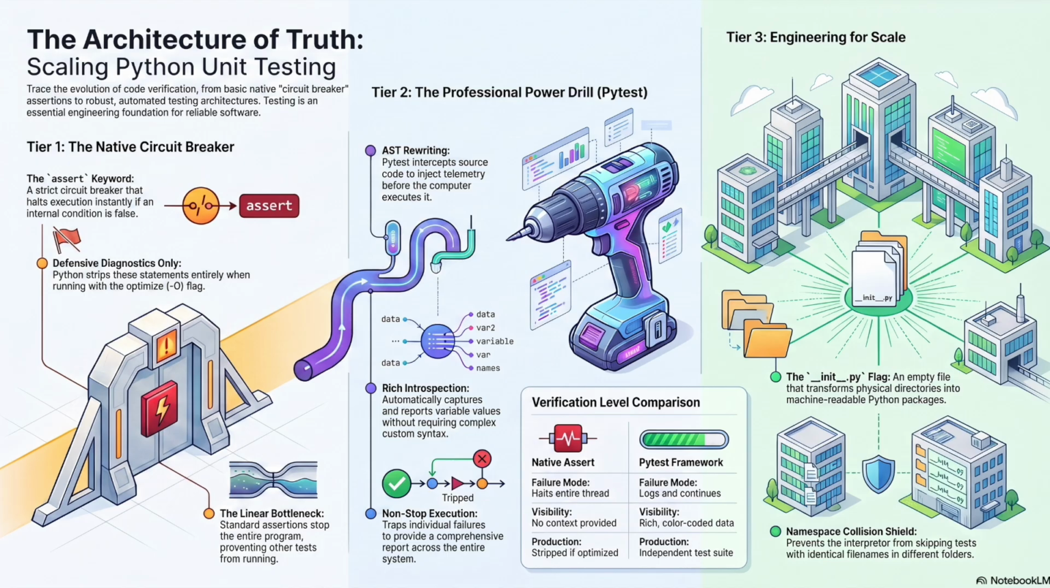And that really ties this whole progression together, doesn't it? The evolution of a developer's toolkit is basically an ongoing effort to manage complexity. It really is. You start with the localized complexity of verifying a single variable, using the built-in assert statement to enforce a contract. Right. Then you manage the complexity of diagnostics by bringing in PyTest to rewrite your syntax trees and trap those assertions. And finally, you manage the complexity of scale by using packages and init.py to rigidly structure your namespaces. So the interpreter can run thousands of tests without crashing into itself.